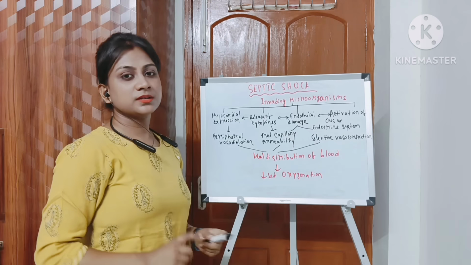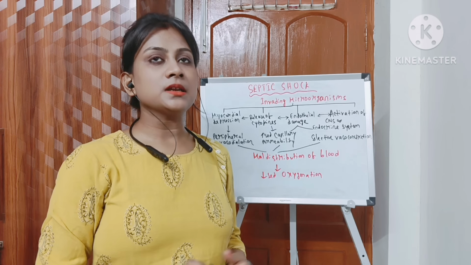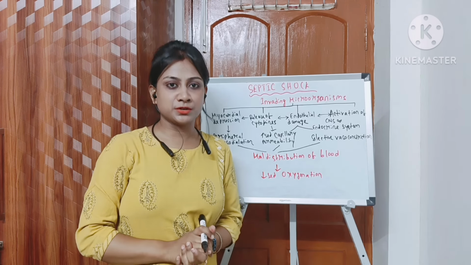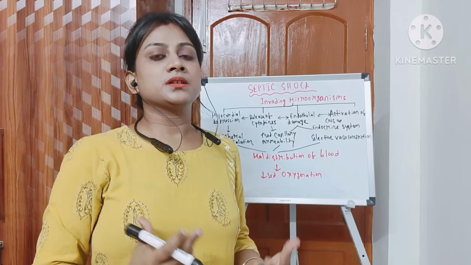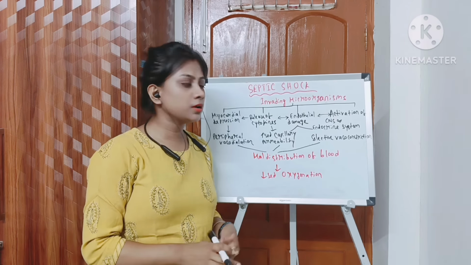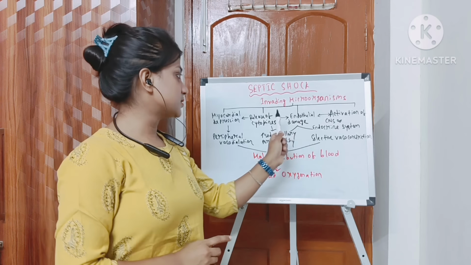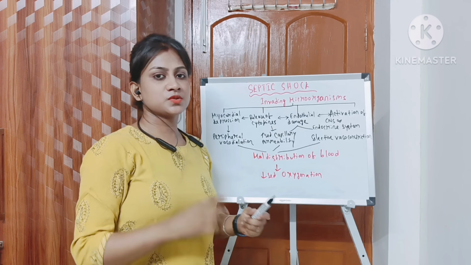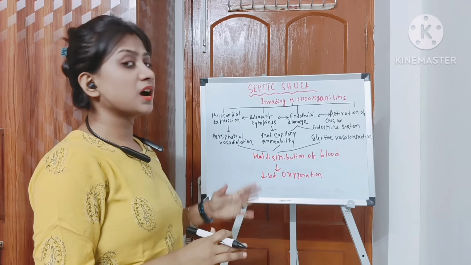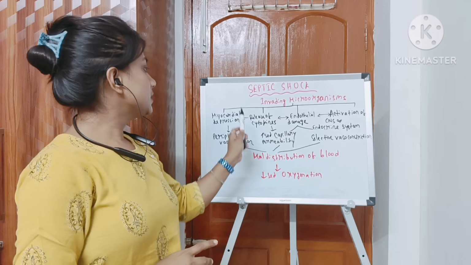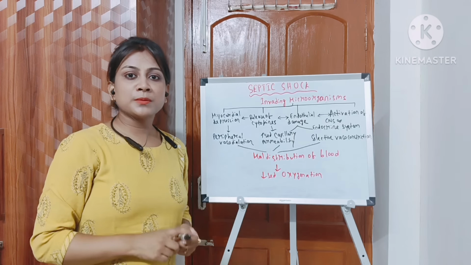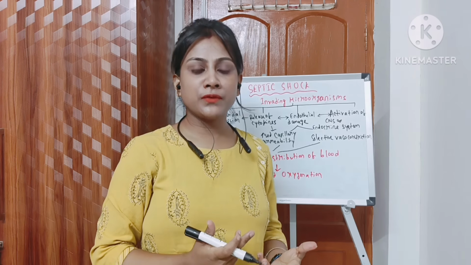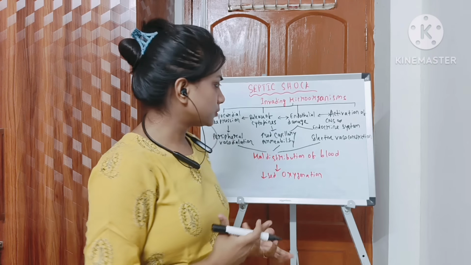Next is septic shock. The name itself defines that due to any sepsis, that means infection, shock happens. Now, how from an infection can the patient develop shock? We will study this. So, invading microorganisms: whenever microorganisms are in our body, there will be release of some pro-inflammatory cytokines like tumor necrosis factor and interleukin.